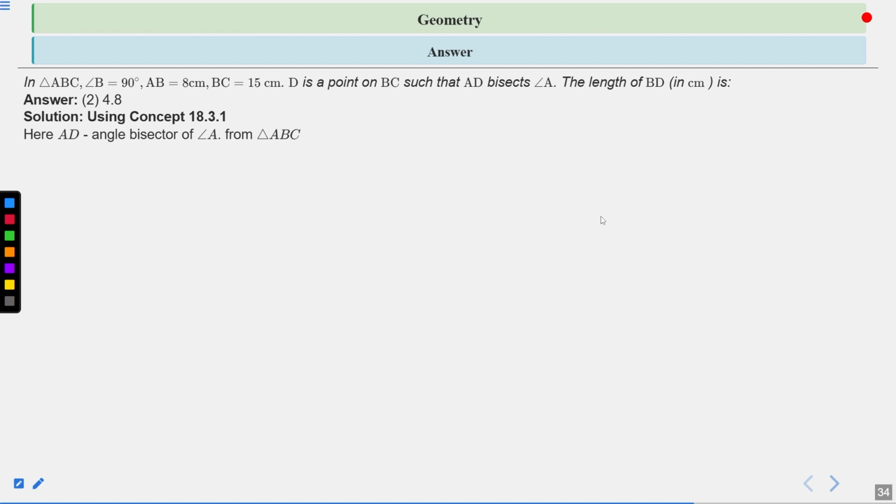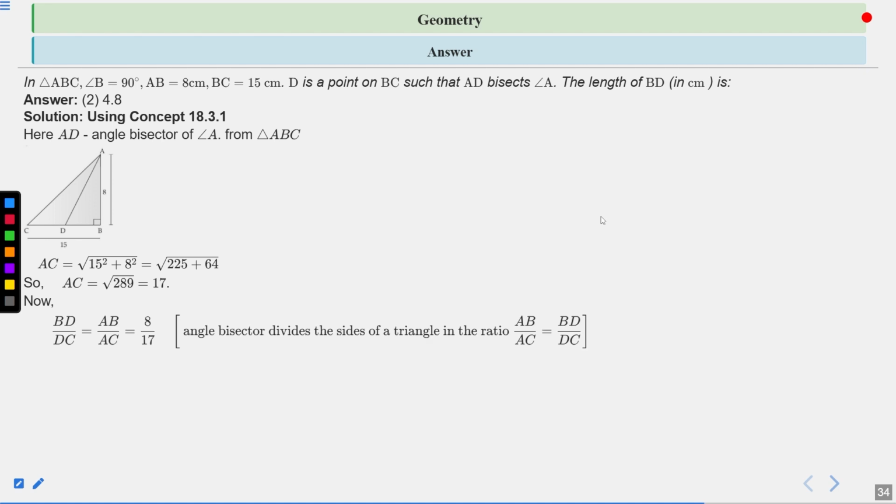Here AD is the angle bisector of angle A from triangle ABC. We can see in the diagram that length of BC is given, which is 15, and length of AB is given, which is 8. So we can calculate the length of AC. Length of AC will become under root 15 square plus 8 square, which is equal to under root 225 plus 64. So we get length of AC become under root 289, which is equal to 17 centimeter.